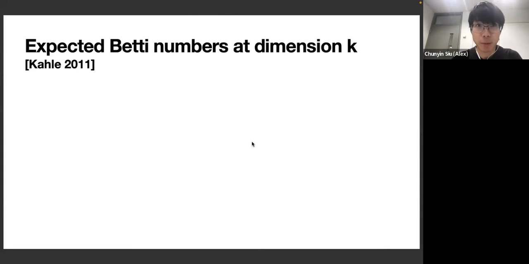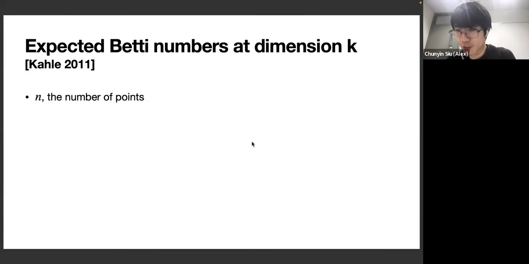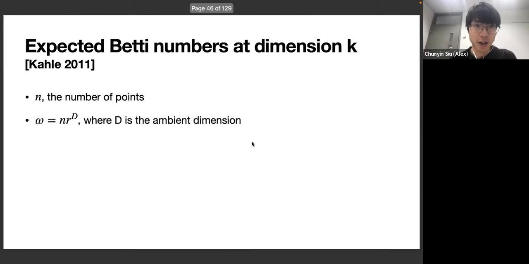And you can compute the expected Betti numbers. This was done by McHale in 2011. And it turns out the behavior of the expected Betti number depends on two factors. First, the number of points, which is not too surprising. The more points you have, the more likely you can have cycles. And there's another magical quantity that captures roughly the number of points nearby. You can formalize it by considering this quantity omega, which is the connection radius raised to the dimension d times the number of points. So basically, it tells you the expected number of points in a small ball.